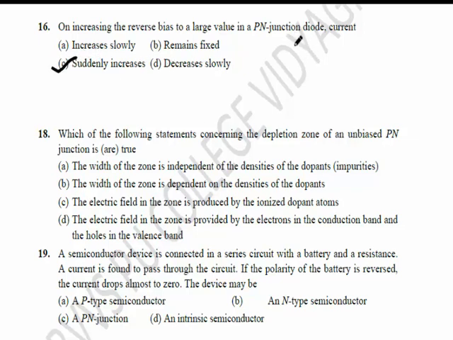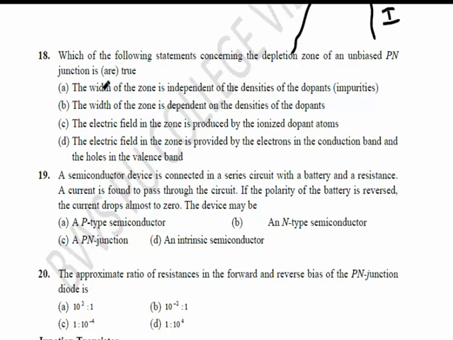I will show you the graph in reverse bias mode. This is current, this is the reverse biasing voltage. I will show the picture. When you increase the voltage to a large value, the current also increases. It is a reverse current. The reverse current also suddenly increases. So the option is C. So 18th question.